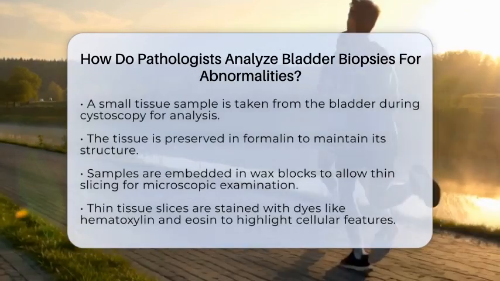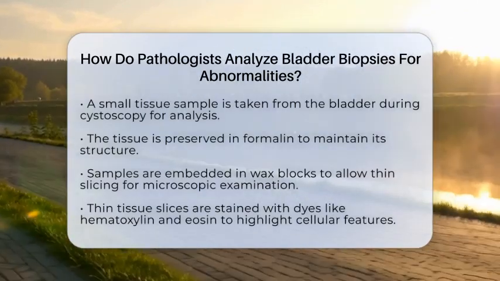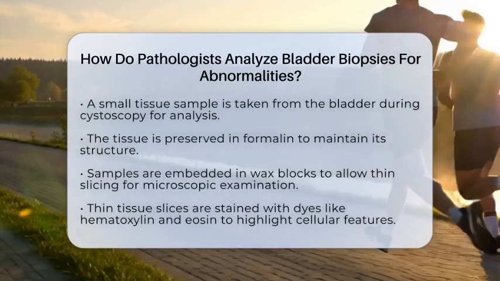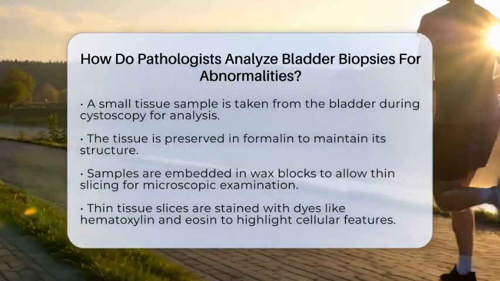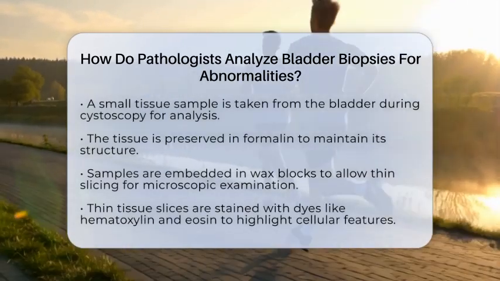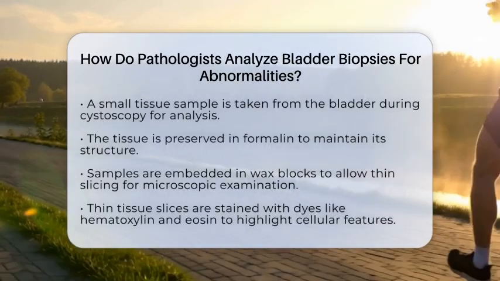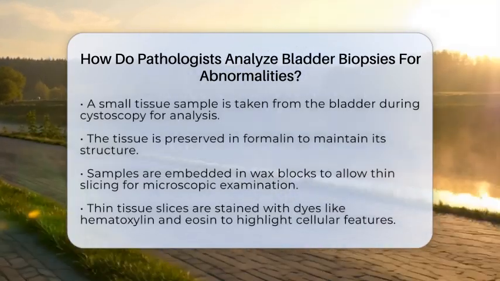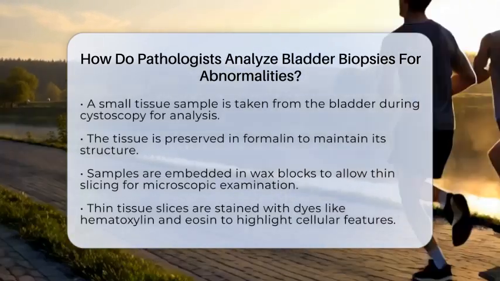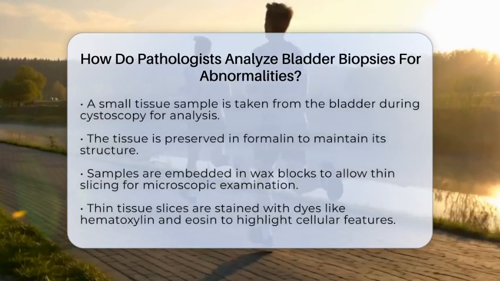First, the tissue is carefully preserved in a chemical called formalin to keep its structure intact. It's then embedded in a wax block, which allows very thin slices to be cut for microscopic examination. These slices are usually only a few micrometers thick and are stained with dyes like hematoxylin and eosin, which highlight different cell parts and tissue features.